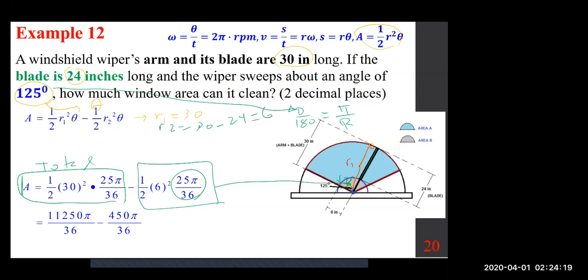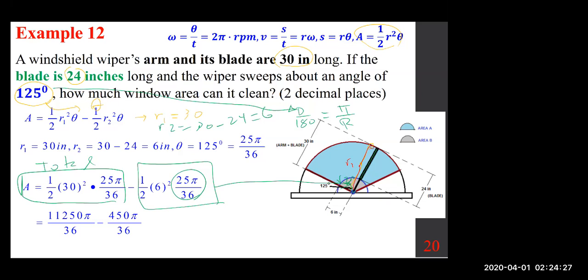You replace the pi, and by the way, that's the given that it should have come up in the first place. R1 is 30, R2 is the difference between the two. Theta is 125 degrees. We should have no problem changing it to 25 pi over 36 radian easily. And that becomes 300 pi precisely. And a bunch of decimals, we end up with 942.48 square inches.